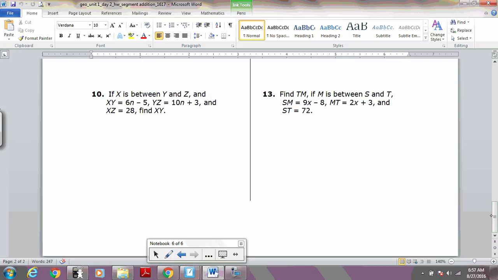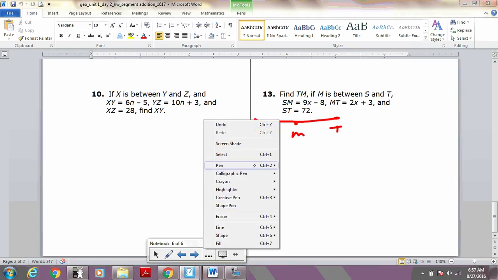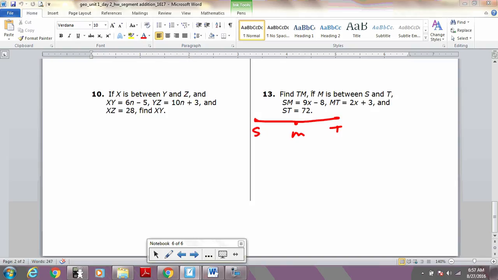And the last problem for your tutorials. Find TM if M is between S and T. So let's draw this picture. So it would be SMT because M is between. Let's label correctly. Let's make sure we're careful again this time. We have SM 9x minus 8. MT is 2x plus 3. And ST is 72.